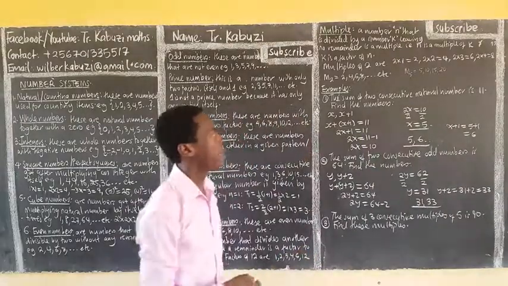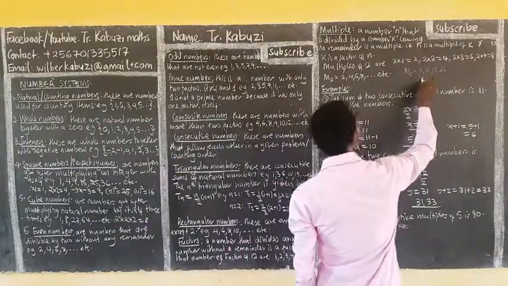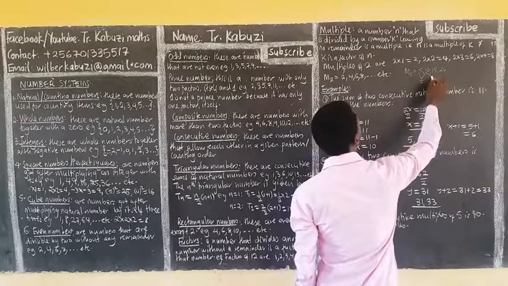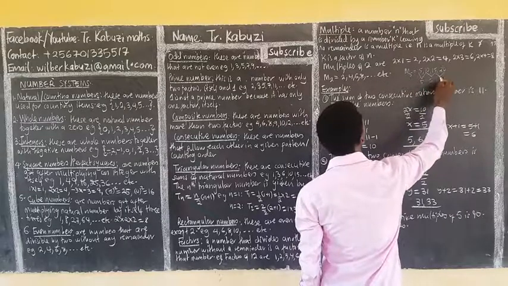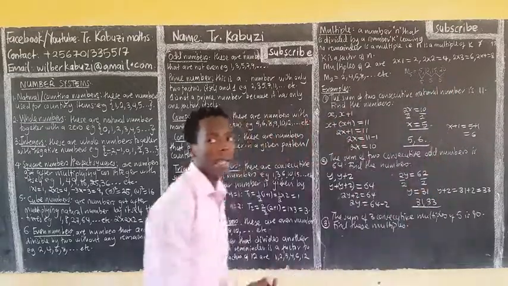Now, what is their pattern? You see, from this to this you add a 5. From this to this you add a 5. From this to this you add a 5. That's how we get the pattern.